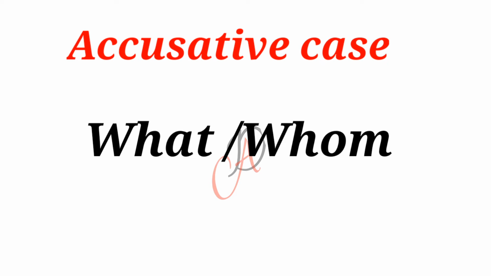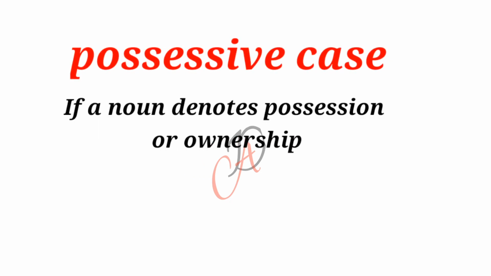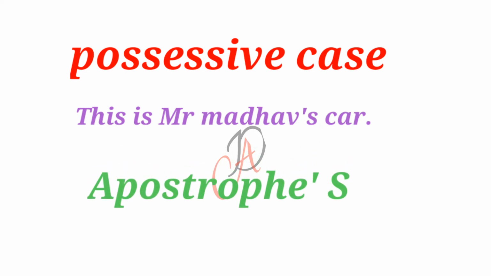And the third type of case is possessive case. If a noun denotes possession or ownership, it is said to be in the possessive or genitive case. For example, this is Mr. Madhav's car. In this sentence, there are two nouns, Madhav and car, but Madhav is a possessive noun and is always used with apostrophe s to denote the possession or ownership of the car. And hence, in this sentence, Mr. Madhav's car is possessive case or genitive case.